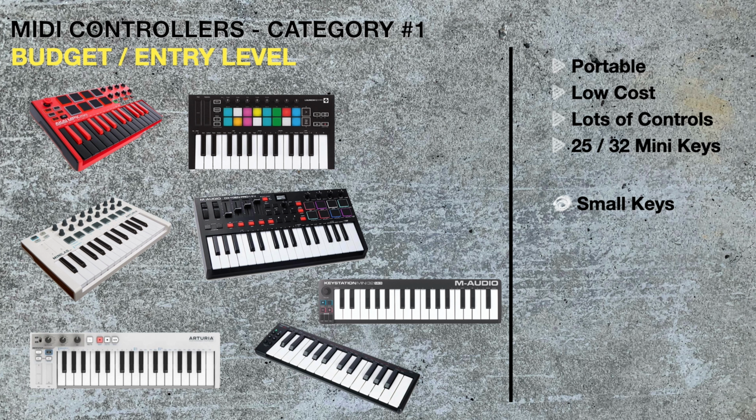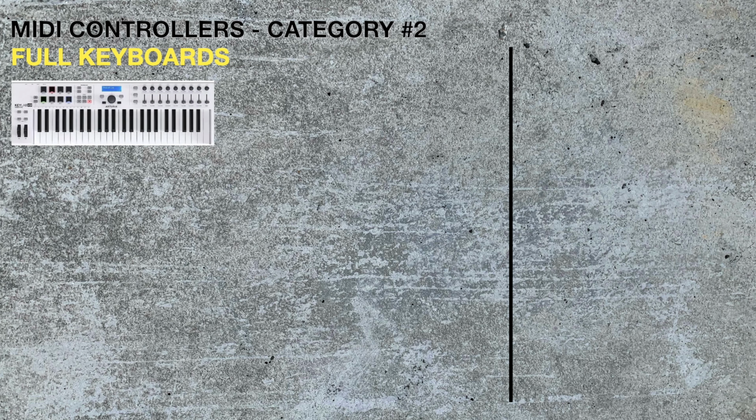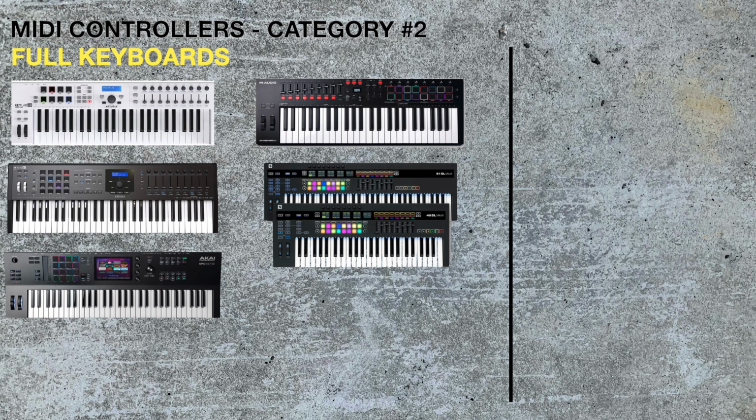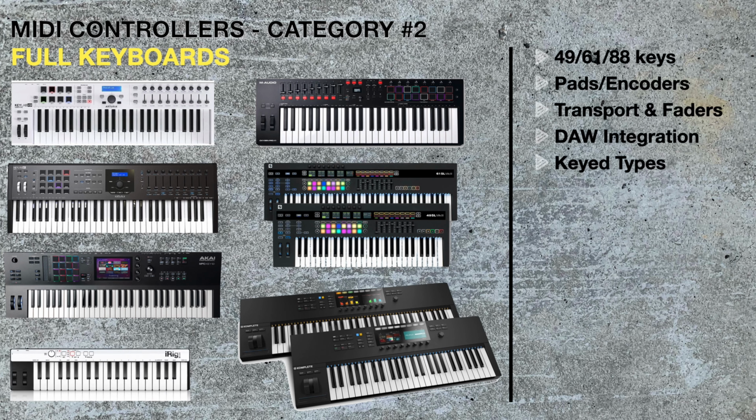Full keyboards in category 2 come in a lot of ranges from similar vendors that we mentioned before. They come in configurations of 49, 61, and 88 keys, and those keys can range anywhere from simple plastic synth-style keys to fully weighted piano keys, and the price is adjusted accordingly.